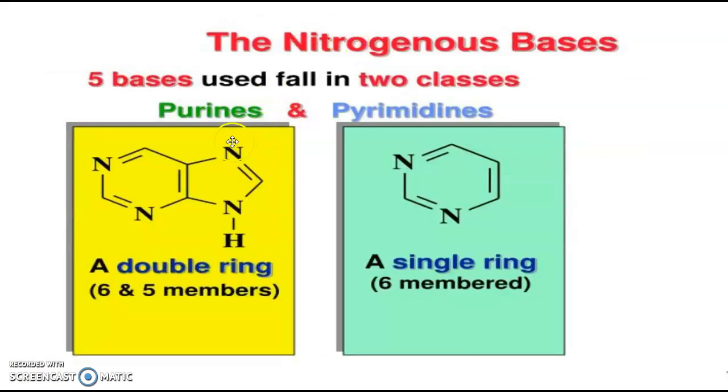Nitrogenous bases are of two types, purines and pyrimidines. Purines are made up of a 6-membered ring and a 5-membered ring, which is a double ring, whereas pyrimidine is a single ring made up of a 6-membered ring. So these are the two types of nitrogenous bases.